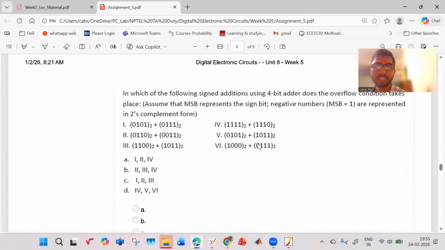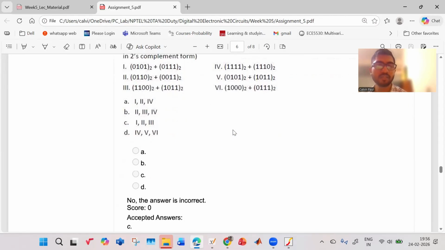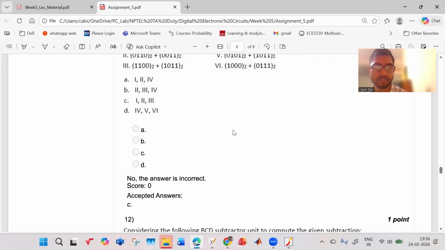So in the question, what you can see is that 5 and 6 have different signs. So wherever 5 and 6 appear, that is the wrong option. Okay, so either it is 1, 2, 4, or 2, 3, 4, or 1, 2, and 3. When you do the addition, you would see that the sign bit, the MSB, will change for 1, 2, and 3. For the fourth case, it remains the same. Okay, so the answer would be A. Sorry, it would be C in this case, 1, 2, and 3.